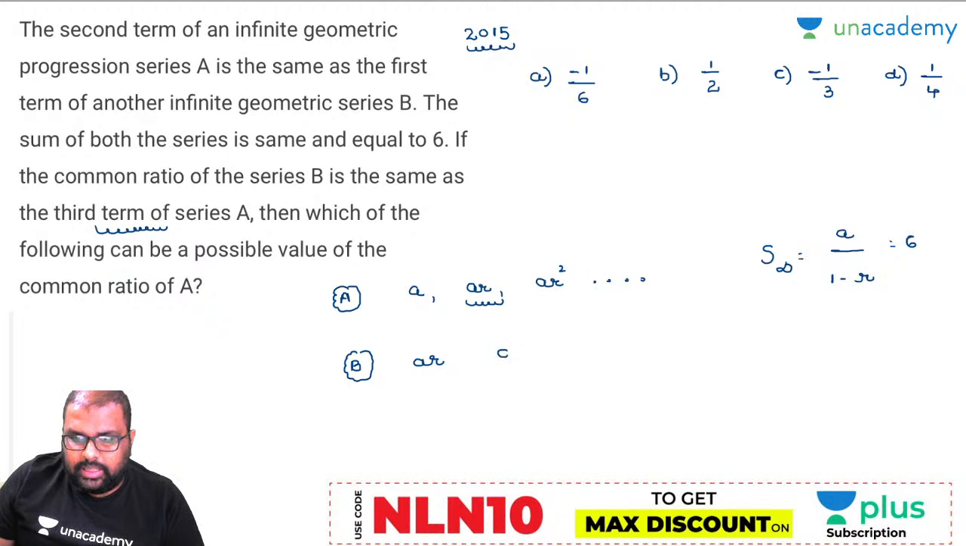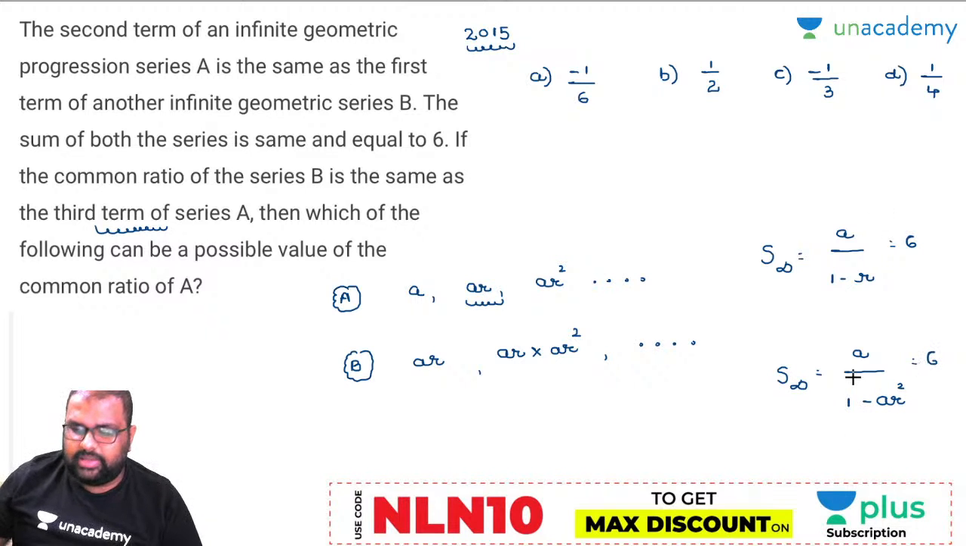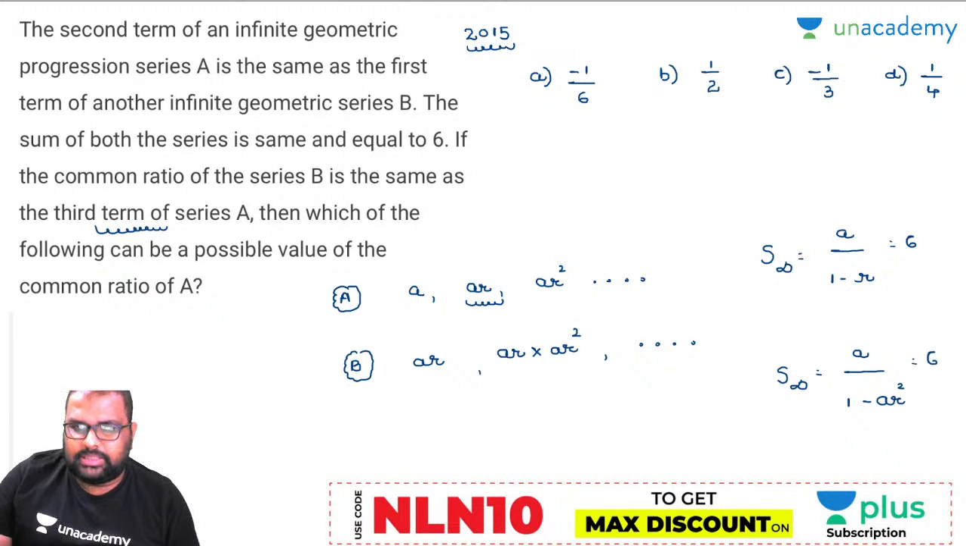So automatically, what will be the second term here? AR. Am I right or wrong? Please let me know, yes or no. Yes, perfectly done. And see, the sum of this infinite geometric series is also equal to 6, which is nothing but A by 1 minus, and your R value is AR square. So A by 1 minus AR square is equal to 6. Now can I equate these two equations? Yes, I can equate this. So I'll equate the things in the next slide.